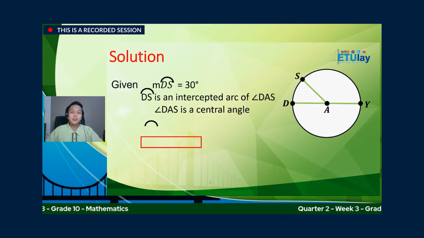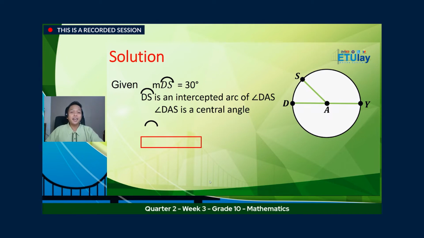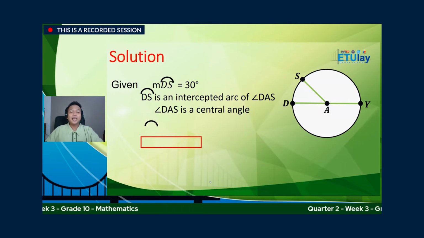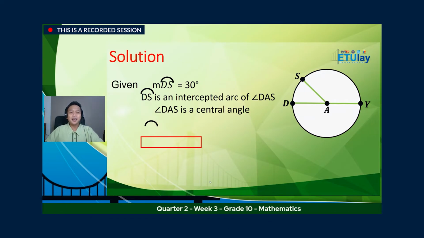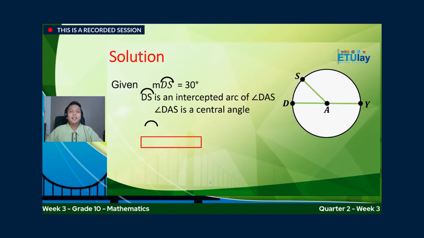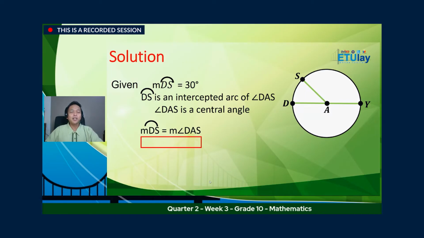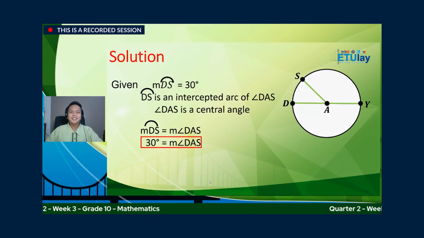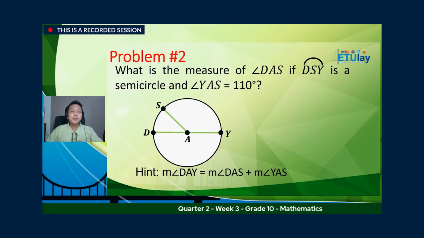Ano ba napansin nyo sa ating illustration? That is correct. Di ba no? Ang ating angle DAS ay central angle. At ang ating arc DS ay intercepted arc ng ating central angle. Kung ang ating angle DAS ay central angle, based sa relationship ng central angle at intercepted arc, ibig sabihin, ang kanilang measurement must be equal. Therefore, the measurement of angle DAS is equal to 30 degrees. Nakuha ba? Magaling.